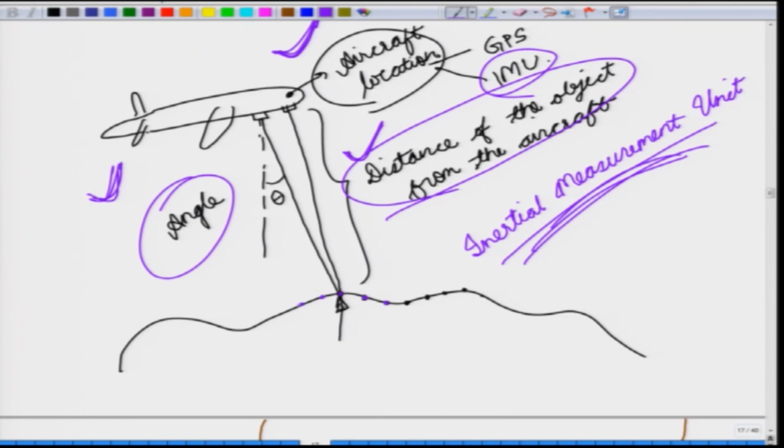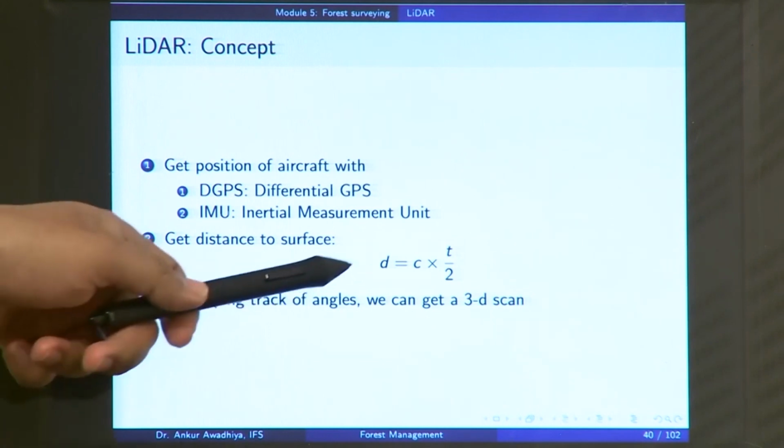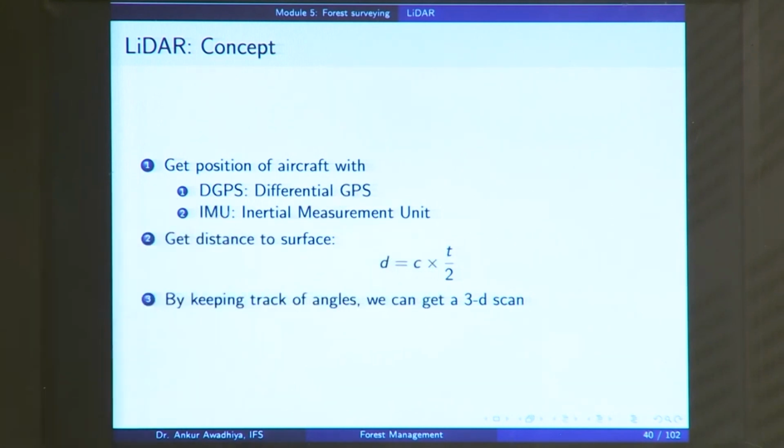And when you do that, you have a very good 3-dimensional representation of the surface that you are interested in. So, basically the concept of LiDAR is that you get the position of the aircraft with differential GPS and inertial measurement unit, you get distance to the surface by d is equal to c into t by 2, and by keeping track of the angles we get a 3D scan.